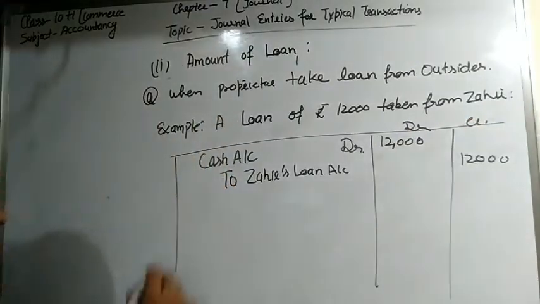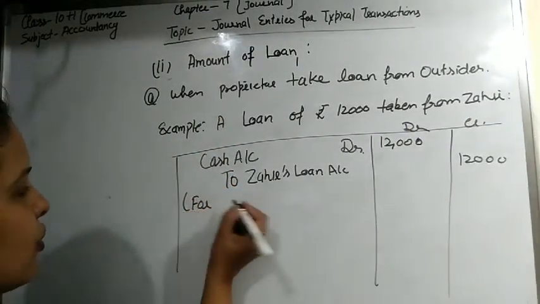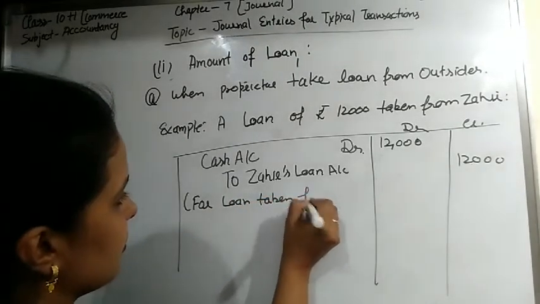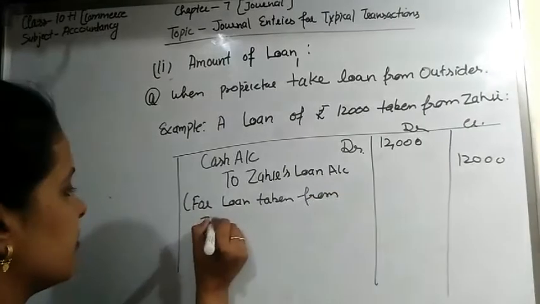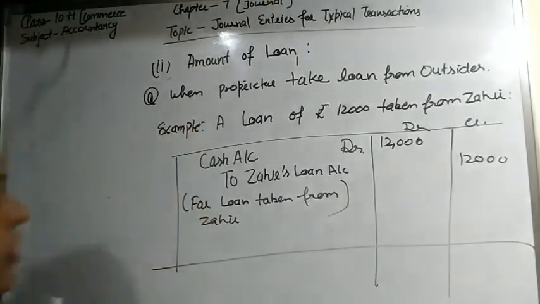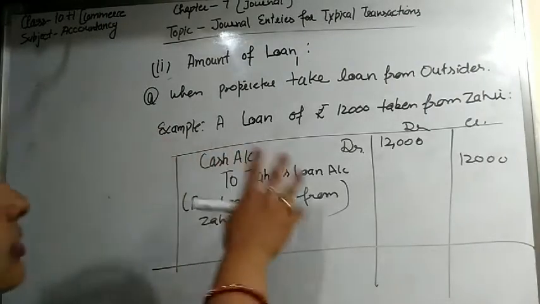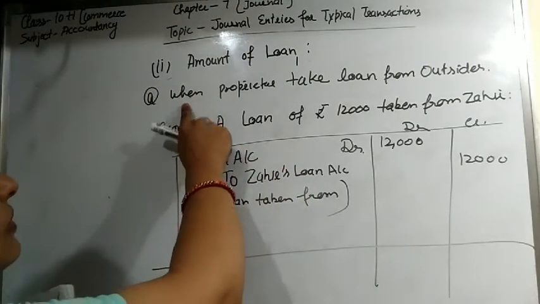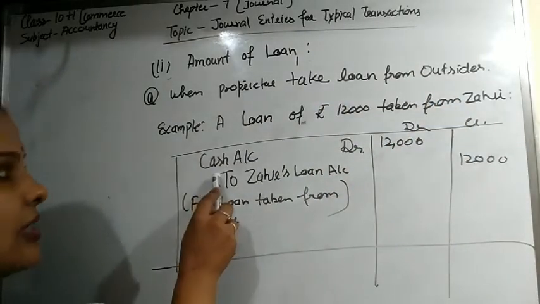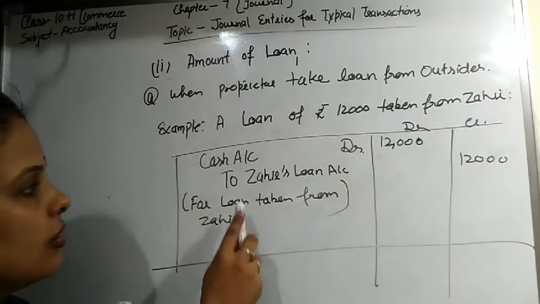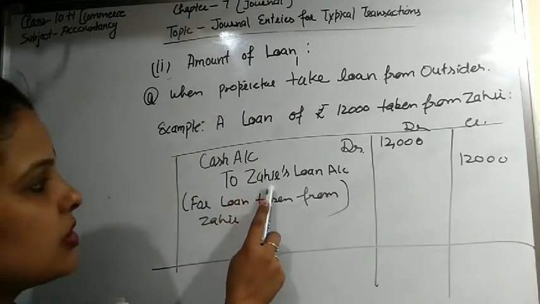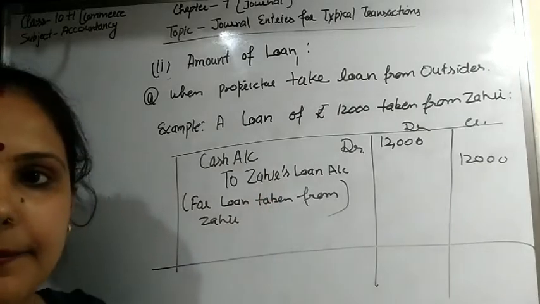credit side. Clear students? And the narration will be: for loan taken from Zahir. So this is the journal entry for the transaction when the proprietor takes loan from an outsider. At that time cash account is debited and loan account is credited, and we write the name of the person from whom loan is taken.